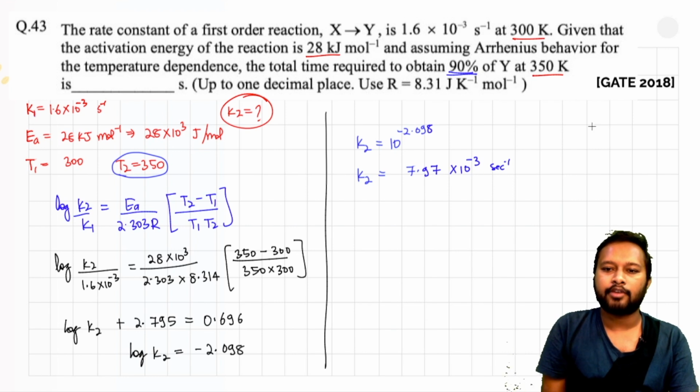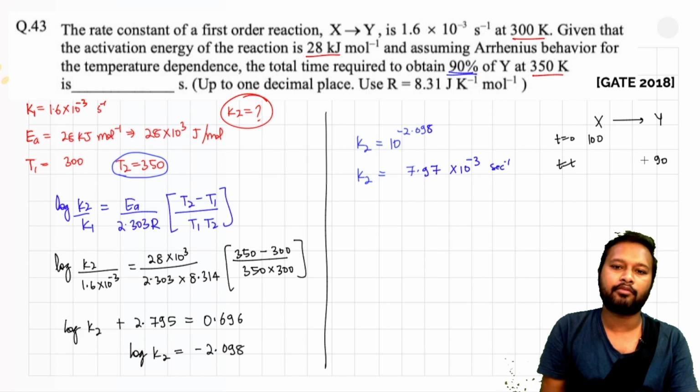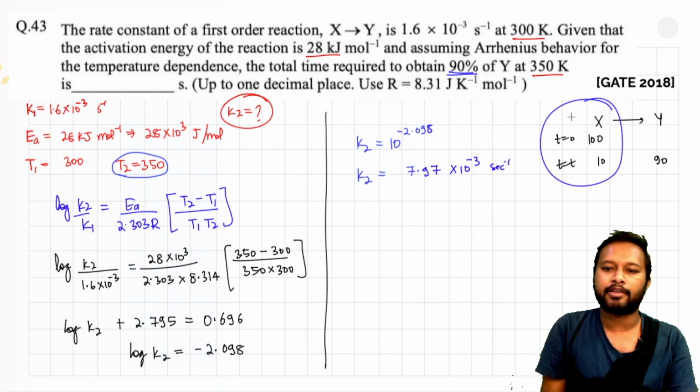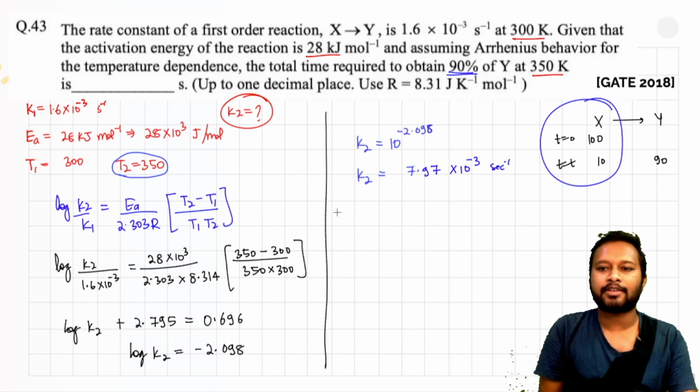So let's try it. If x is getting converted into y, and let's say initially you have taken 100% of x that was getting converted into y. Now you don't know how much y it is. So let's say the time is 0. At some time t, let's say y is formed 90%. So how much x will be left out? x will be just 10 amount. The amount of x left out will be 10, and this is what you use here. You use the initial concentration and final concentration of x only. So that's how we are going to do.